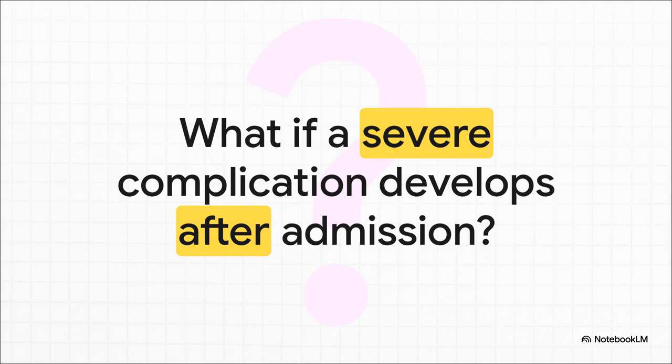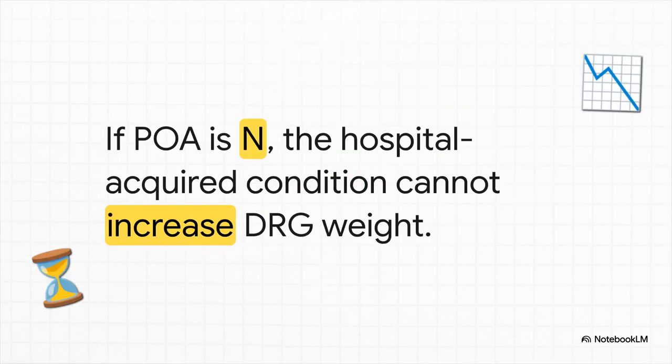Now, here is a really fascinating scenario. We know that high-impact MCC conditions increase the DRG weight. But wait, what if a patient is admitted for a routine issue and then develops a severe complication during their stay? Does the hospital get paid more? The answer to that lies in present on admission, or POA indicators.